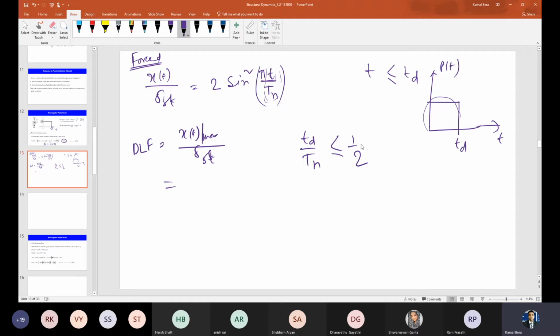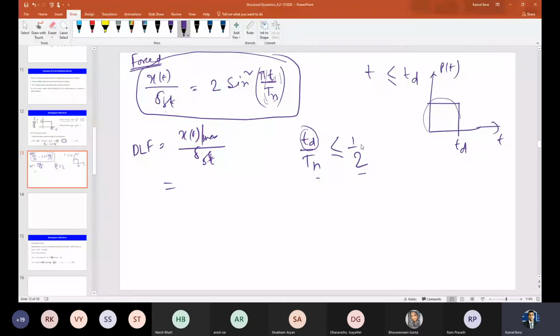If Td by Tn is less than half, that means the duration of the pulse is less than half of the natural time period of the system, then what would be my DLF? DLF is nothing but x(t) max by delta st, for which I have written x(t) by delta st here. First tell me, if Td by Tn is half, what will this ratio or DLF be? It is 2. If it is less than half, will there be any time where it will be 2, or more than 2, or is it less than 2 always?